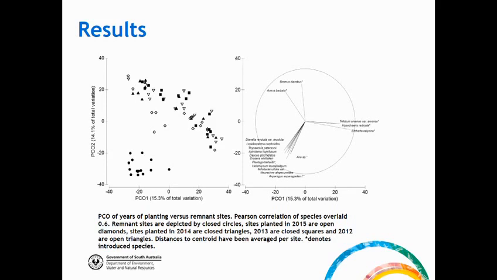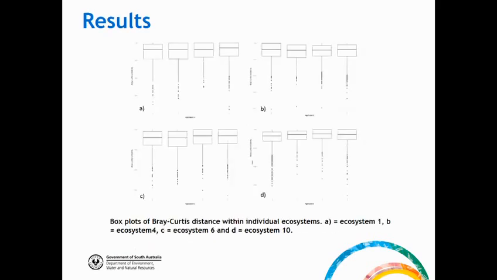down in this corner. And we can see over here I've done an overlay with Pearson correlation of the species over these sites. You can see that interestingly it's a lot of the introduced species that correlate with the revegetated sites and a lot of the native species that associate with the remnant sites. And that's not unexpected.